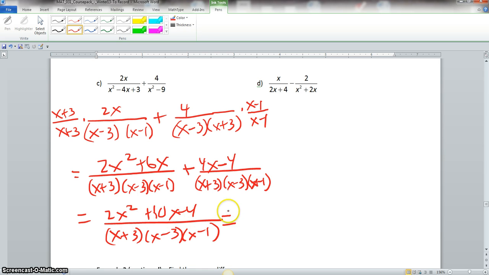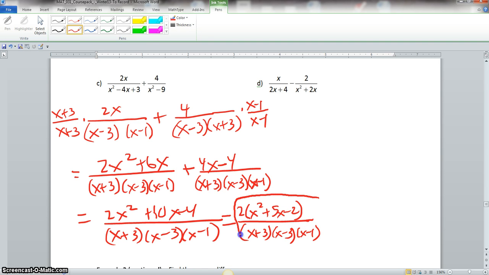We can factor out a 2 in our numerator, and we will have x squared plus 5x minus 2. In our denominator, we will have x plus 3, x minus 3, and x minus 1. And that is the final answer, because we cannot factor anymore with this numerator. Now we're done with C. Now we come here to D.